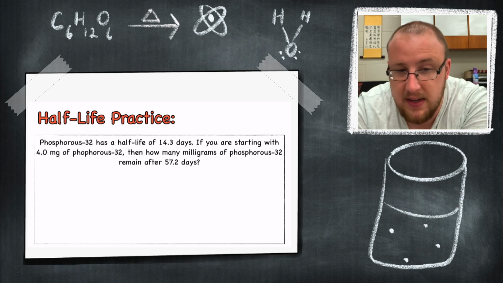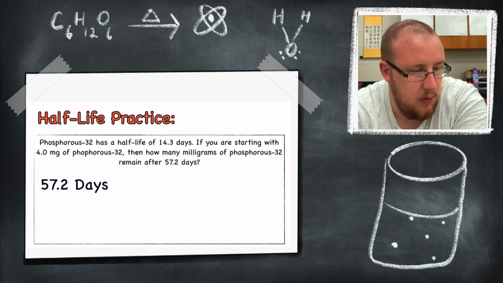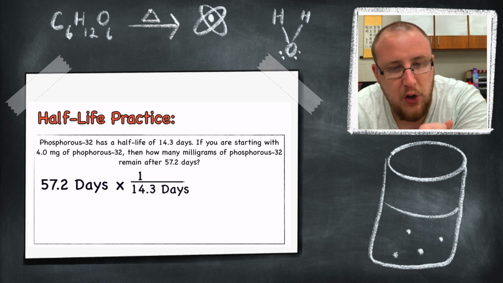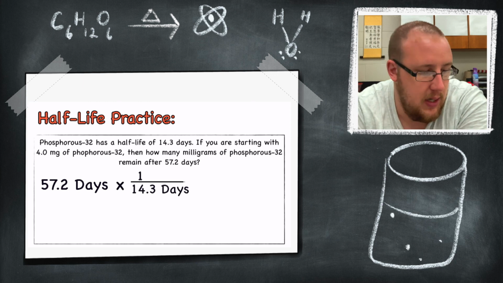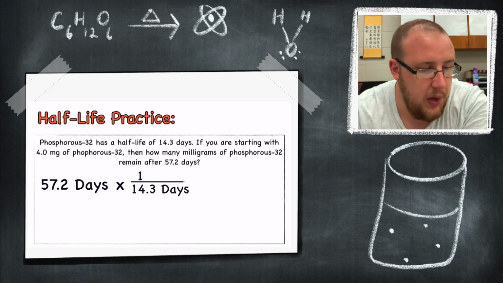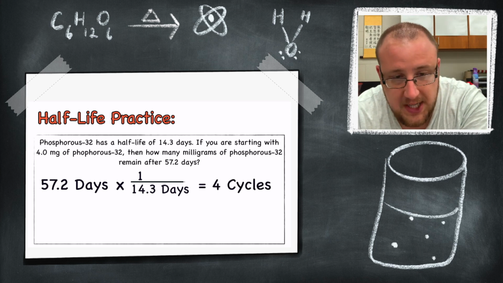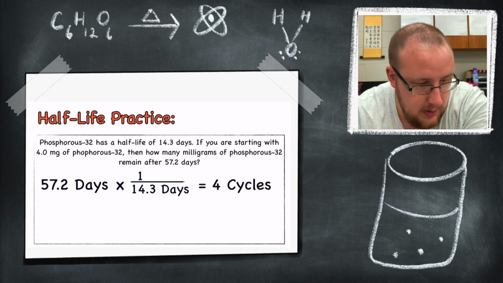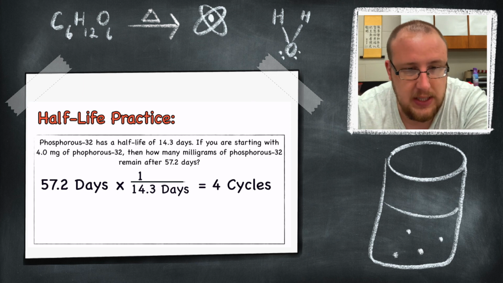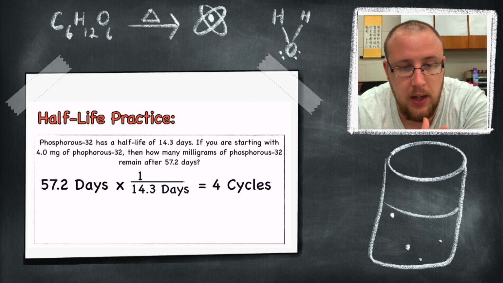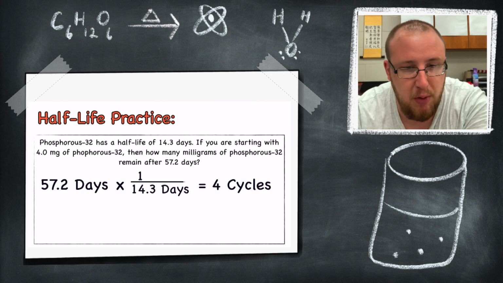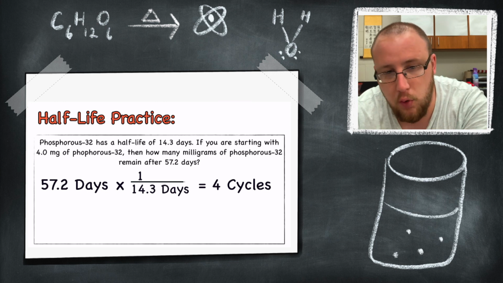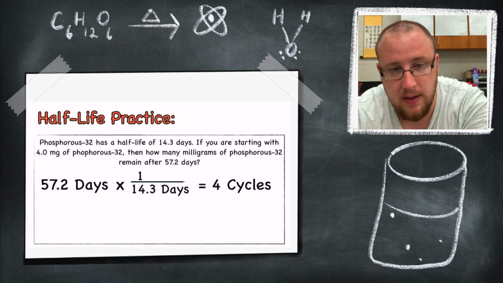So we do our formula: how many days it is, 57.2 days, multiplied by 1 over its half-life, so multiplied by 1 over 14.3 days. When we do that, we get 4 cycles, or 4 half-lives. So now all we have to do is take our initial mass of our phosphorus-32 and multiply it by 1/2, 4 times. Not 4 times 1/2, but multiply it by half.